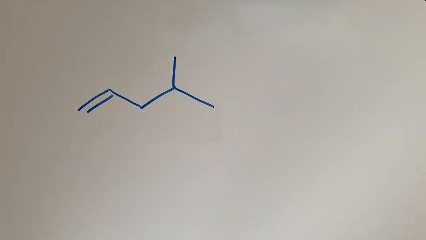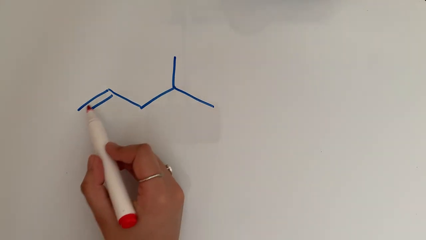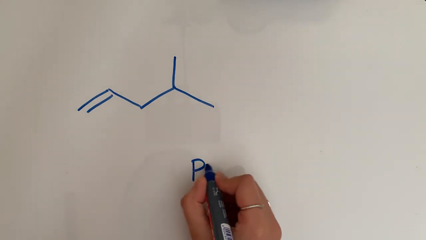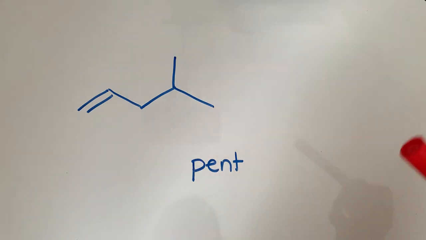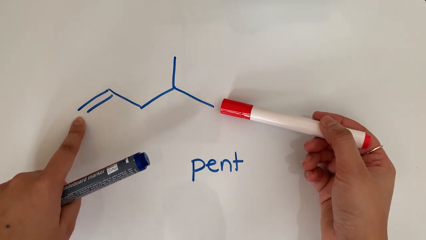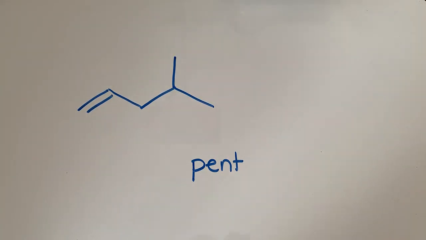Okay, so again, we look for the longest carbon chain that has the alkene in it. In this case, it's going to be going across here, so this is going to be pent. And in terms of numbering it, obviously you've got two options. You could start numbering from here, or you could start numbering from here. With alkanes, we want our branch to be on the smallest number carbon.